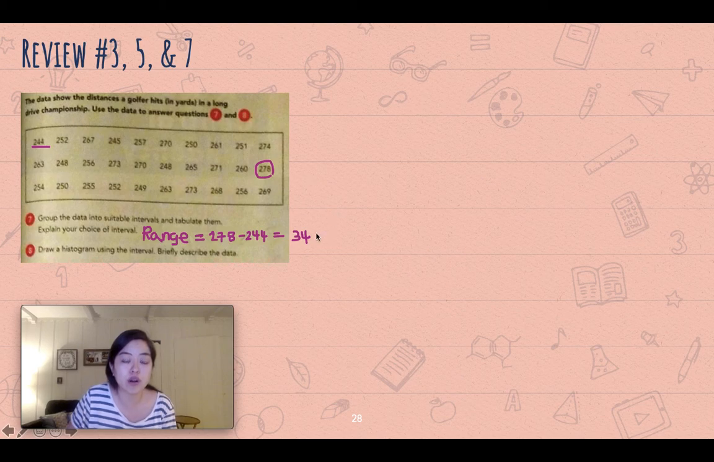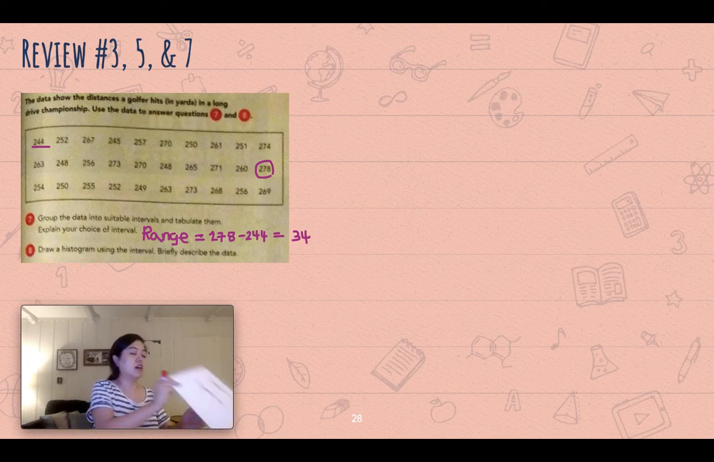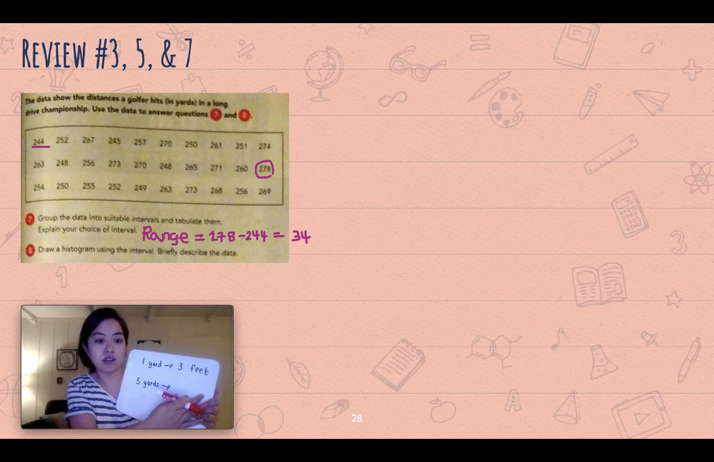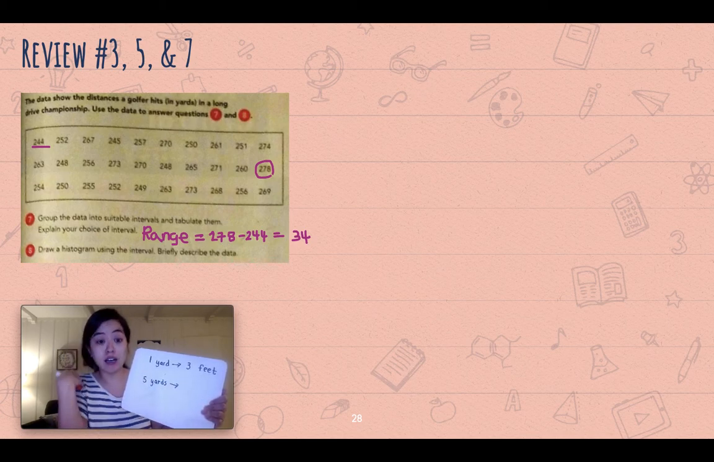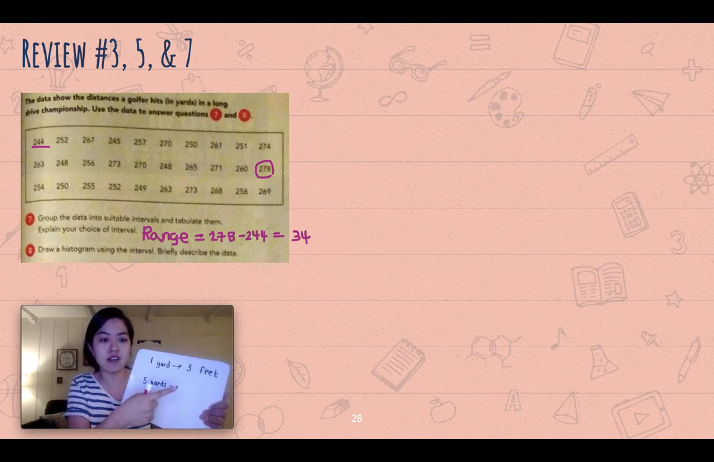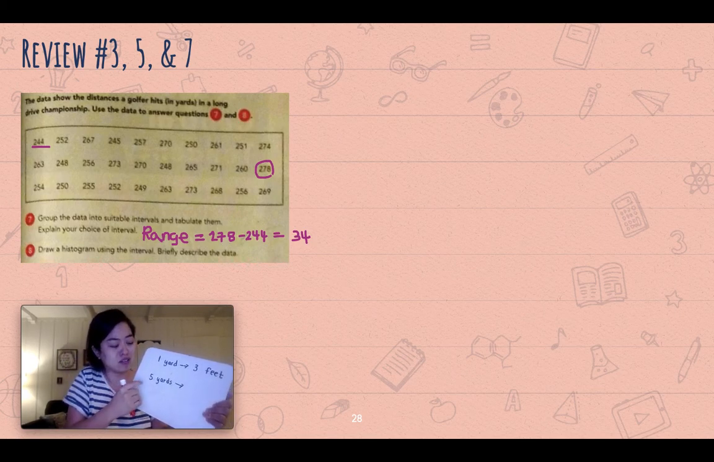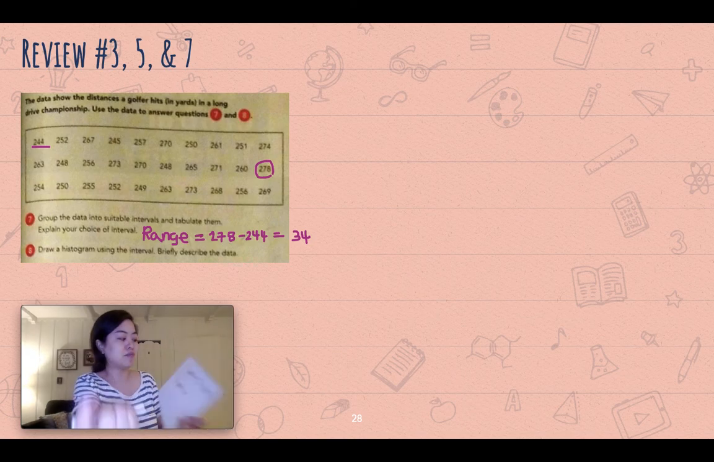I look at 34, okay? And 34 then represents the number of yards, all right? So it's 34 yards. And do you guys remember how many feet are in a yard? Well, I know that 1 yard is 3 feet, okay? And so I thought, well, if 1 yard is 3 feet, maybe a number that makes sense to work with is 5 yards, okay?